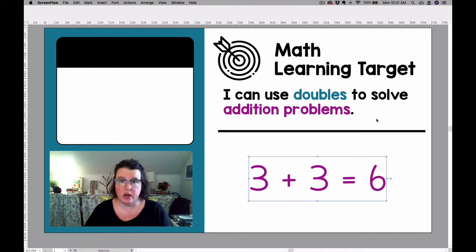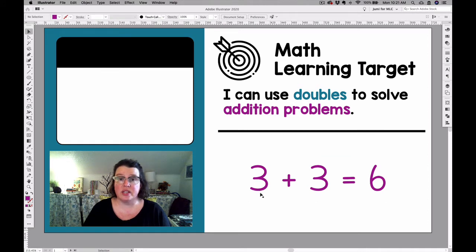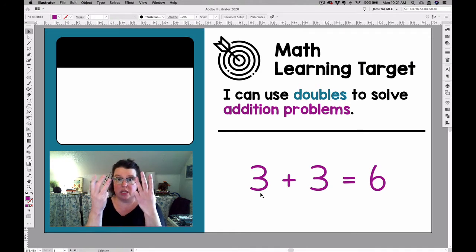Remember, a learning target is something that we want to be able to do by the end of the week. We want to be able to use doubles to solve addition problems. A double problem is when the number is the same. So you're adding the same number together. So I'm adding 3 plus 3. That's a doubles problem because 3 and 3 are the same. And yesterday we learned that 3 plus 3 is 6.